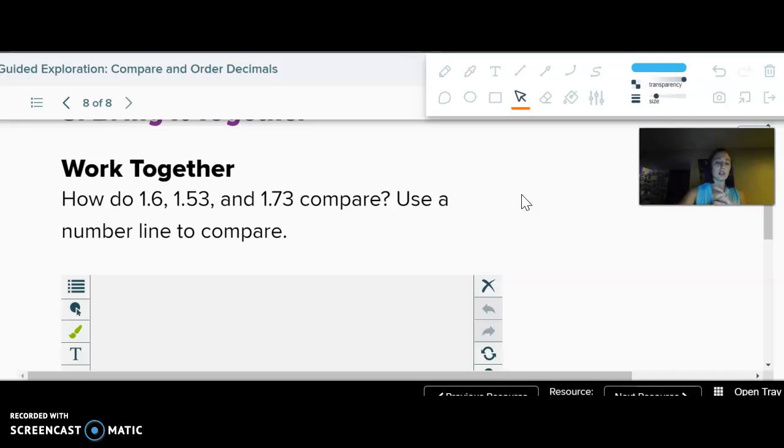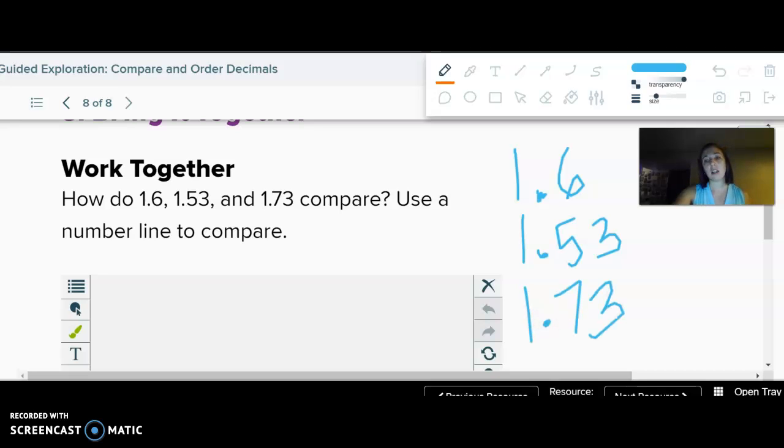So if we had these 3 decimals, I could use a number line. I do want to show you what I was just talking about. So I'm going to line them up. Okay, I'm going to add that 0 again because now they're all hundredths. So I can say, okay, they all have 1 whole, so I can't use that to help me. 6, 5, and 7. Well, I know the 5 is the smallest. So this one is the smallest. Then I would have 60. Then I would have 73.